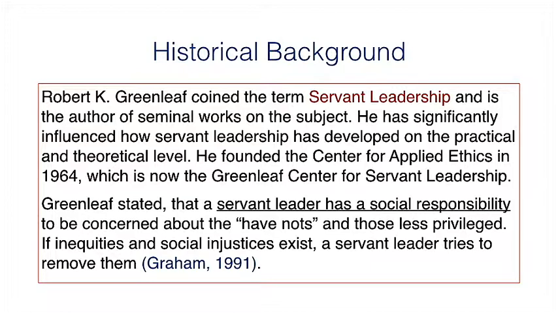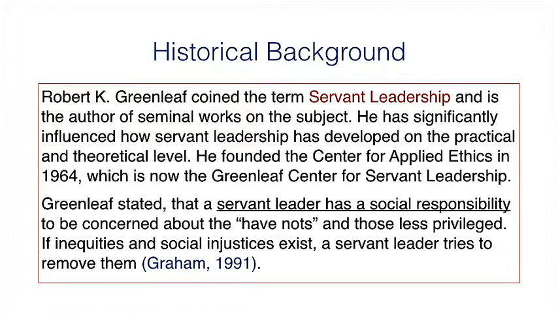And let me say this again, that in all that we've learned about leadership, we've also found that there's a theory and there's a practice that go hand in hand. And sometimes to better understand how things should be practiced, we have to look at the theory. Well, Dr. Greenleaf influenced how servant leadership would be developed on the practical and also on the theoretical level. And what he did originally in 1964, he founded the Center for Applied Ethics. Now it's called the Greenleaf Center for Servant Leadership. And last I heard, it is located somewhere in Westfield, Indiana.